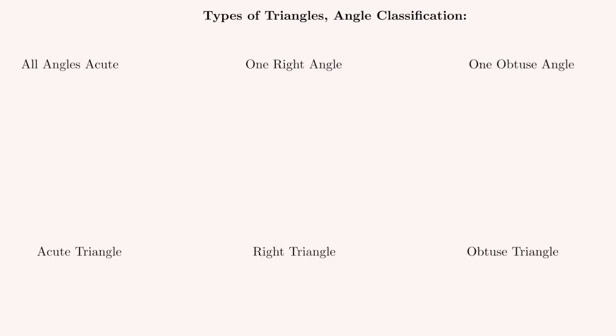The subject of today's video will be different properties of triangles, and we can describe triangles by two different classifications. First, by classifying how they are in terms of their interior angles, and secondly, in terms of their side length. Let's begin with angle classification.